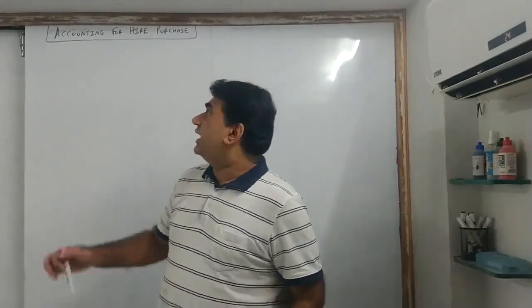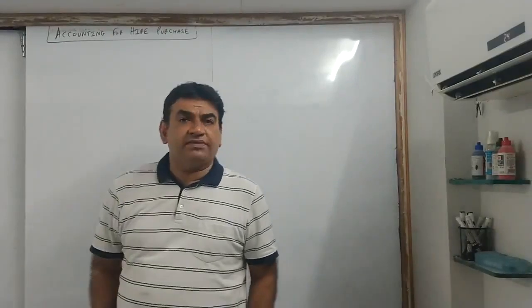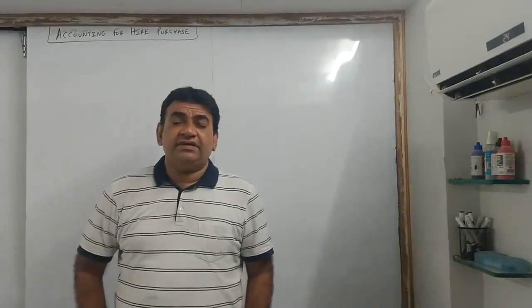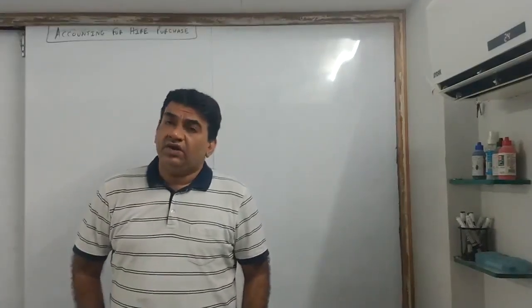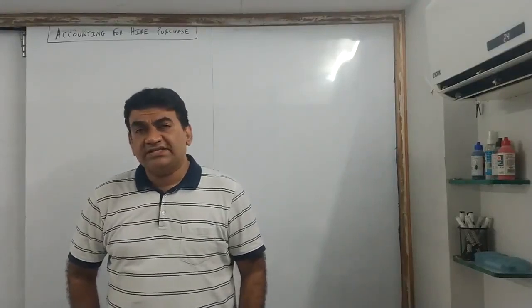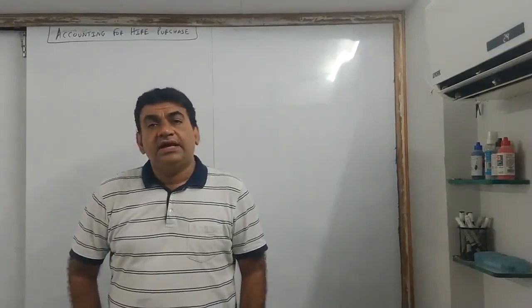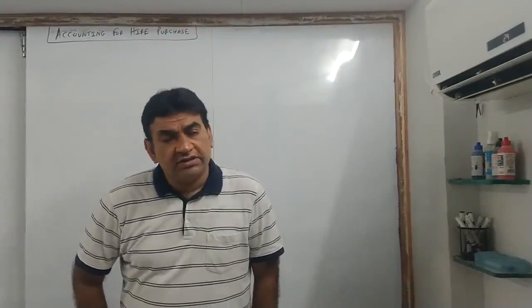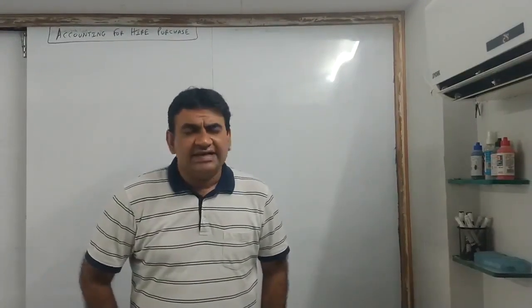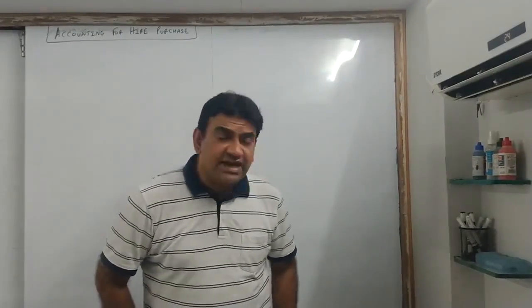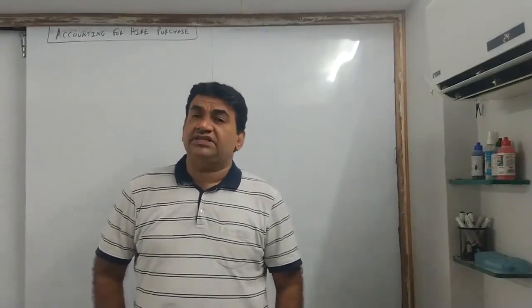And the next chapter I am taking is accounting for hire purchase. A very simple chapter. Journal entries are there, along with some calculations, and in a few cases, you have to also prepare a ledger account. But wherever there is a ledger account, the base is the journal only. It's a very interesting chapter, and I'll make it much more interesting for you all.